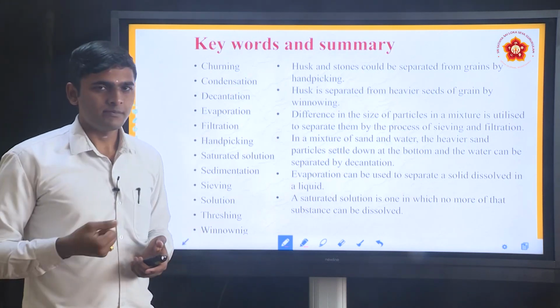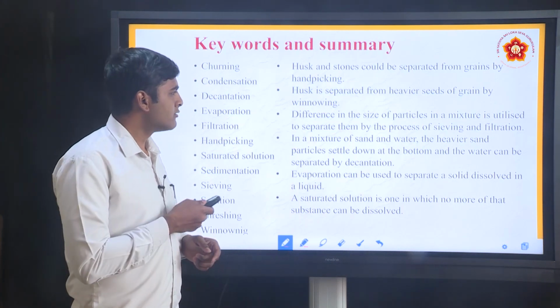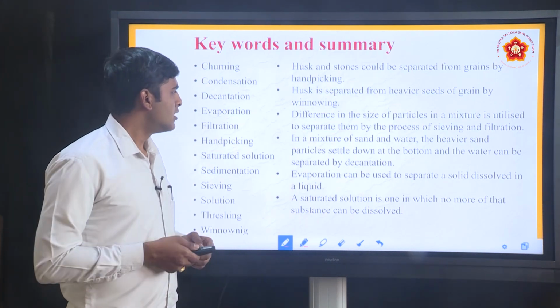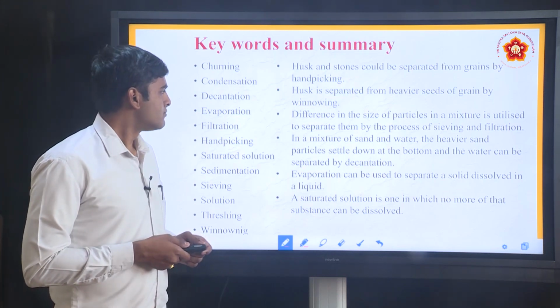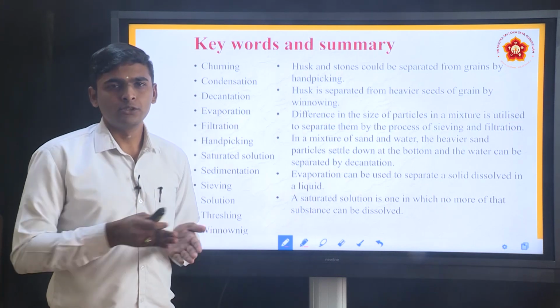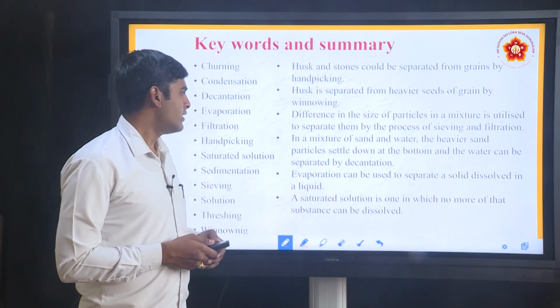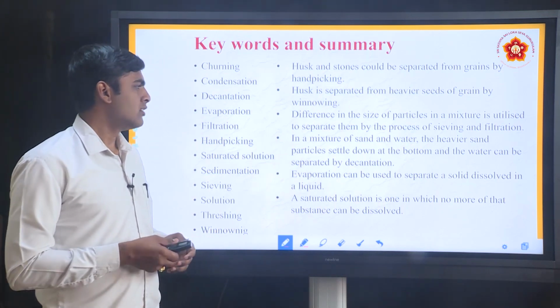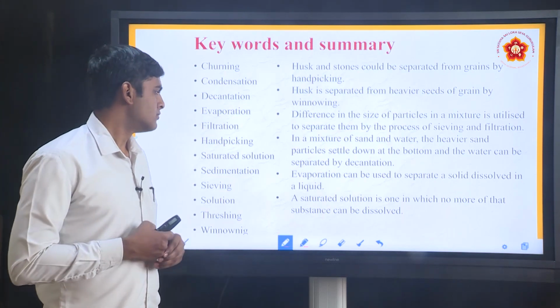The third point: the difference in the size of particles in a mixture is utilized to separate them by the process of sieving and filtration. This is the filtration process, where we use different sizes of particles to get them filtered. In a mixture of sand and water, the heavier sand particles settle down at the bottom of the water. This process is also called decantation.